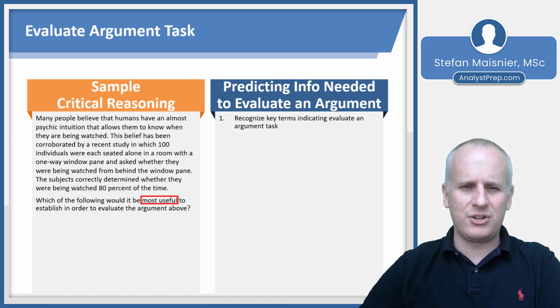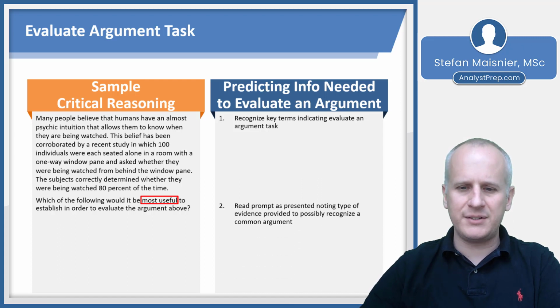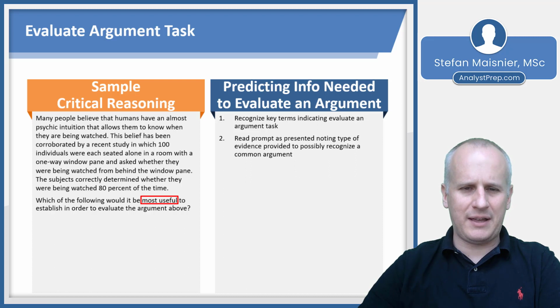Many people believe that humans have an almost psychic intuition that allows them to know when they are being watched. This belief has been corroborated by a recent study in which 100 individuals were each seated alone in a room with a one-way window pane and asked whether they were being watched from behind the window pane. The subjects correctly determined whether they were being watched 80% of the time. So we note the evidence, and we've got a study here. And that study indicates a possible common argument of a representative sample.